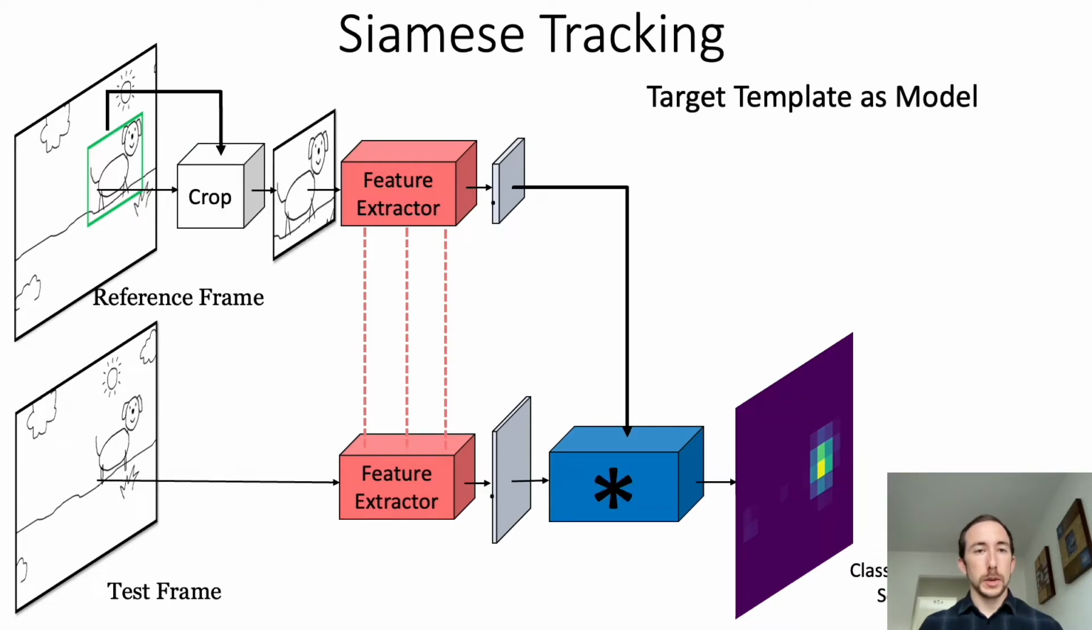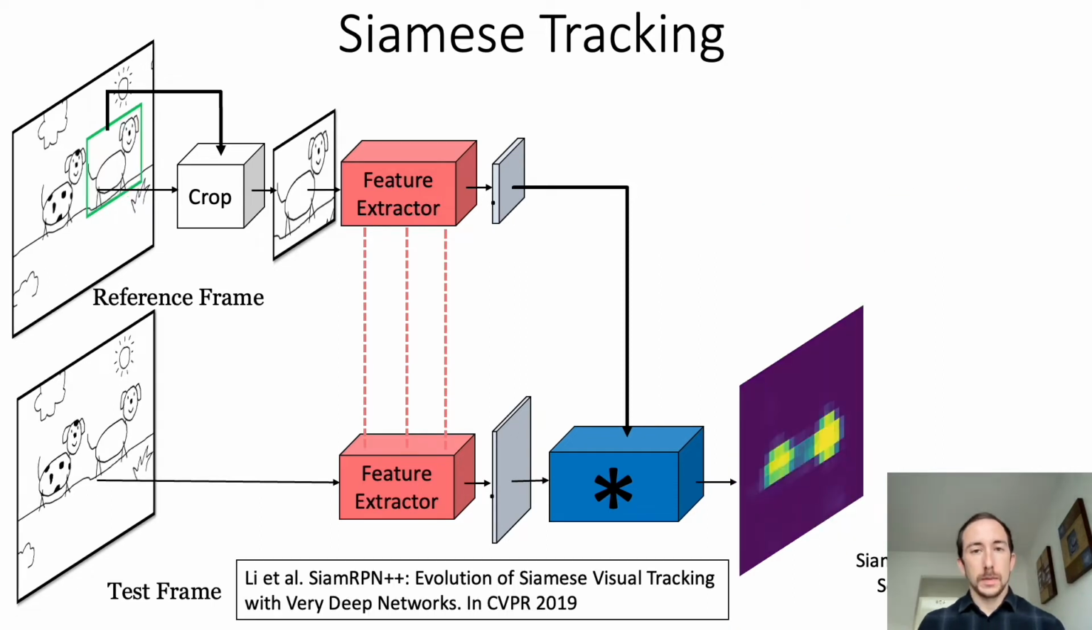A very popular architecture is Siamese networks. Here we first crop out the target region and extract features from there. And these features, or this template, is then simply convolved with features extracted from the test frame. So surely this operation is differentiable and very fast. The question now is, is it also robust?